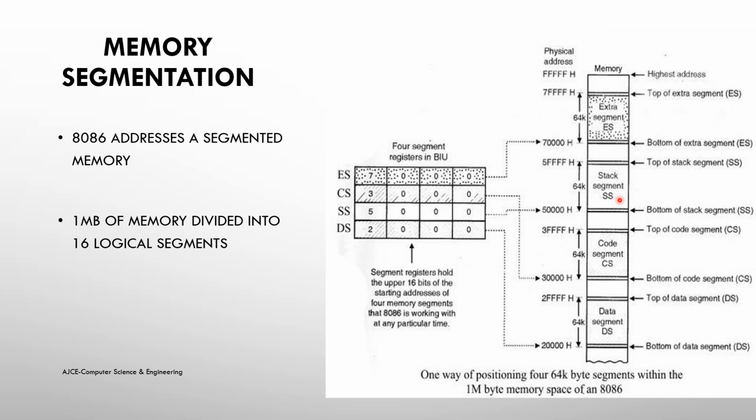Similarly, the starting address of the stack segment is 5000 and it is stored in the corresponding stack segment register, that is SS. 5000 is stored in SS. Similarly, the extra segment starting address is 7000 and this 7000 is stored in the extra segment register, that is ES. Okay, so the 1 MB memory is divided into 16 logical segments and each segment size is 64 KB.